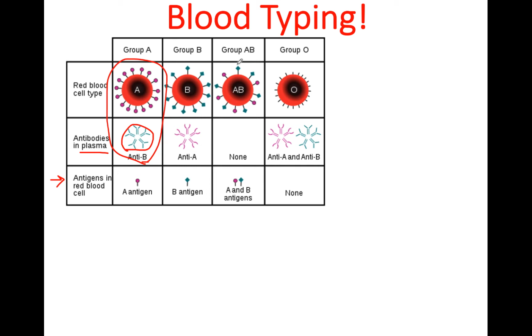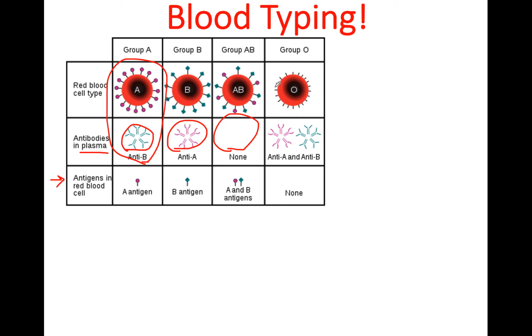B-type blood has B antigens, and because it's B, it doesn't like A, so it's going to make an anti-A antibody. AB blood has A and B antigens, so it likes both of them. If it likes both of them, is it going to make any army against A or B? No. So, no antibody. People with AB blood do not make antibodies.